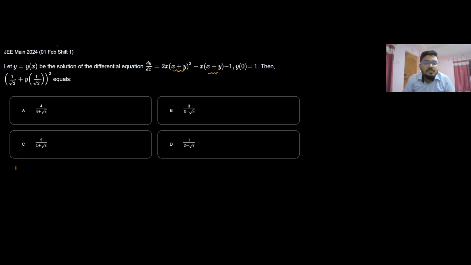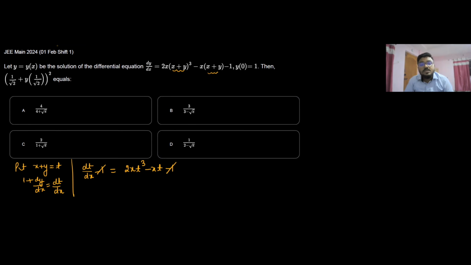Now let's start by putting x plus y equal to t. Let's see if we can reduce it to something. Differentiating this, 1 plus dy by dx equals dt by dx. So now dy by dx means dt by dx minus 1 equals 2x t cube minus xt minus 1. So minus 1 cancelled, and now dt by dx is equal to 2xt cube minus xt. What should be done here?